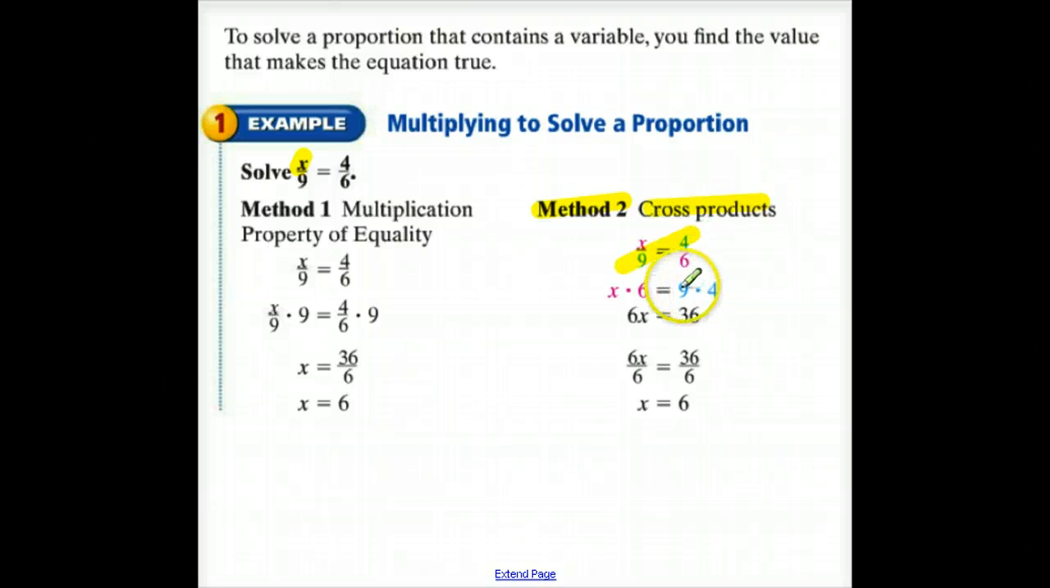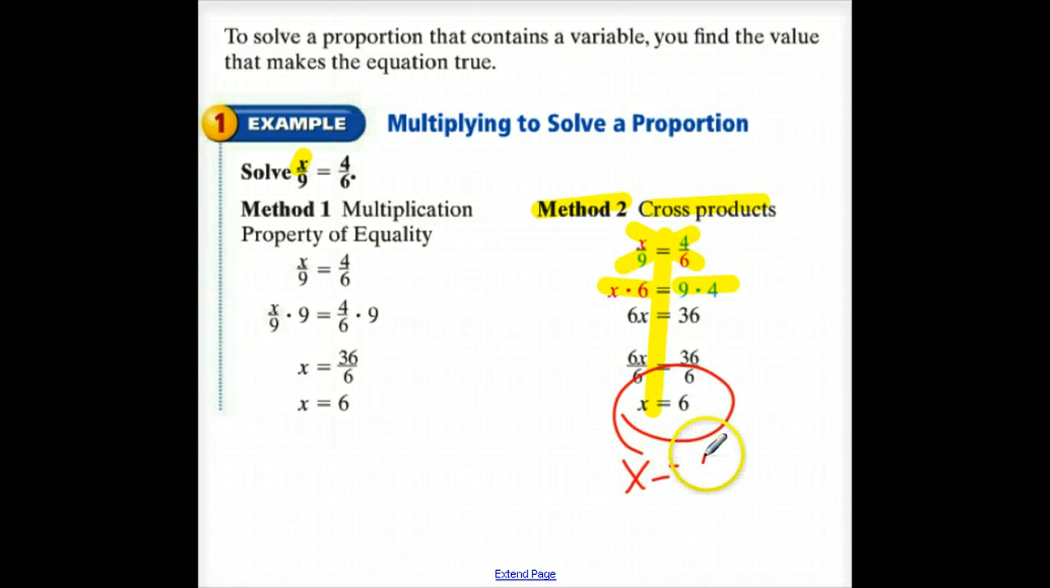9 times 4, always set proportions equal, to x times 6, which they notated right here. So our new equation, x times 6 should equal the other cross products, 9 times 4. Well, x times 6 is 6x, and 9 times 4 is 36. Now I can solve this as a one-step equation. Divide by 6 on both sides, and I get x equals 6. If I put that back in my proportion, this would be 6/9, which equals 4/6. Those two fractions are equal to each other.